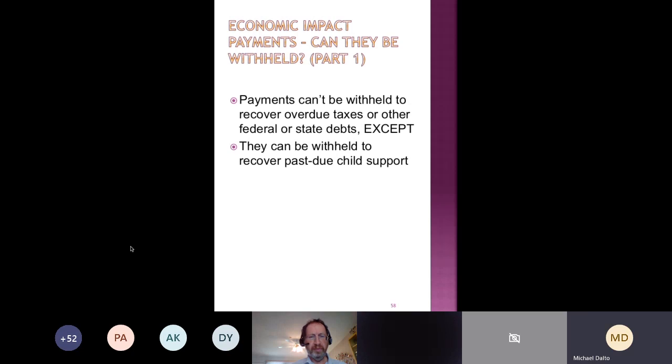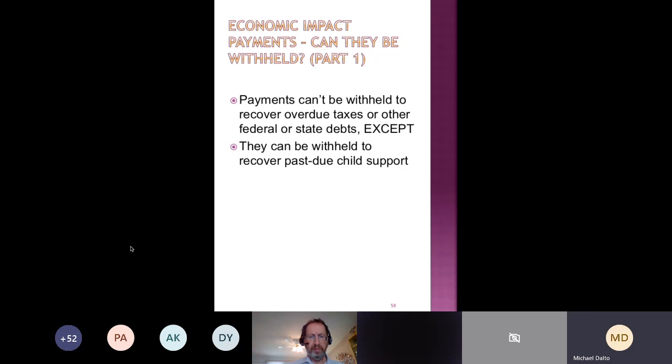Finally, can economic impact payments be withheld by creditors? I have bad news and I have good news. First, the good news. The good news is the payments can't be withheld to recover past due taxes or any other federal or state debts, with one exception, and that's past due child support.